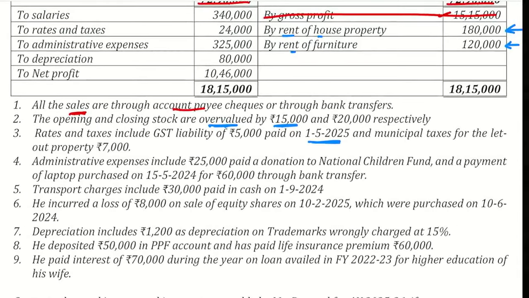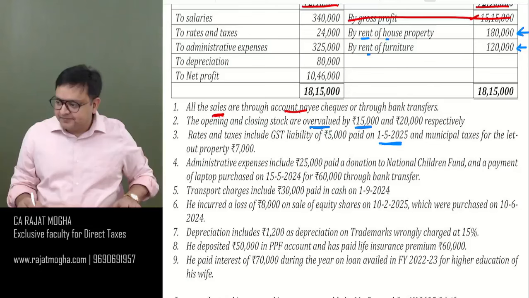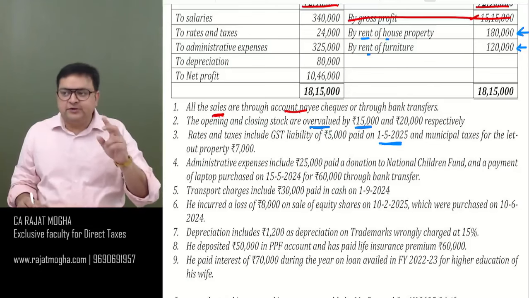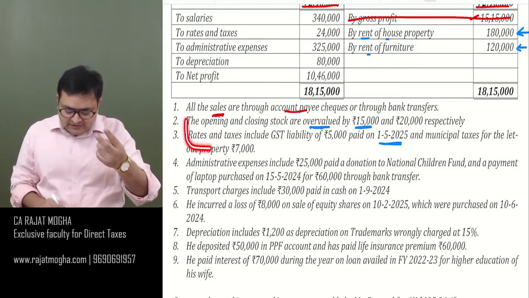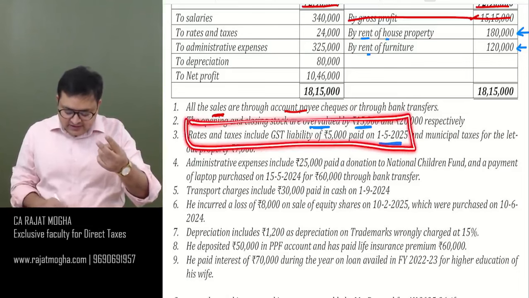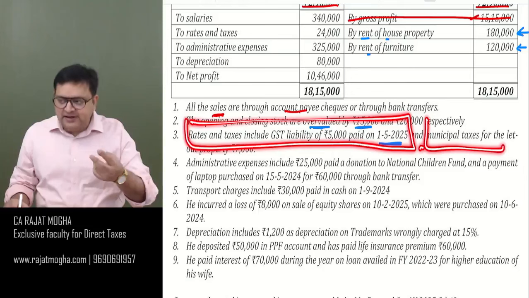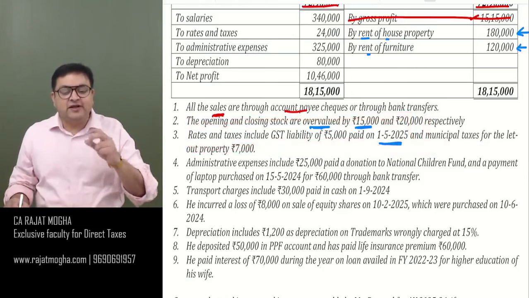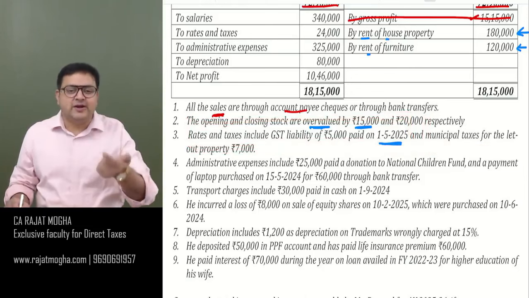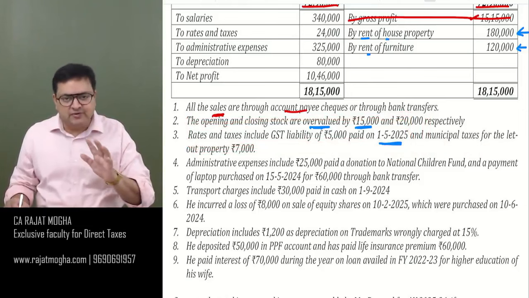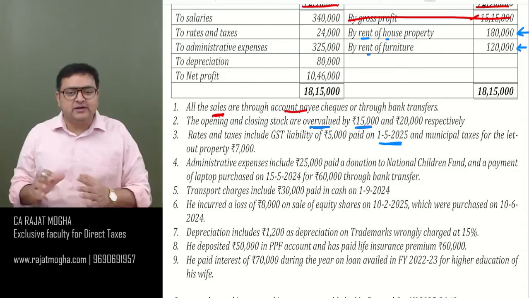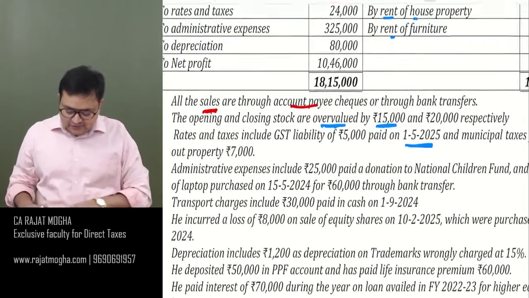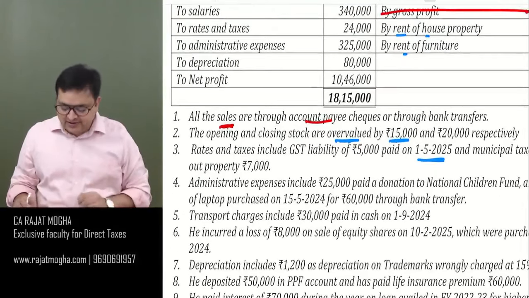Just do one by one, guys. Here in the third point they are talking about two things. First, the GST liability, and then the municipal taxes. So you should go one by one. Don't get confused. Don't confuse yourself by taking it all together. So first of all, look at the GST liability.